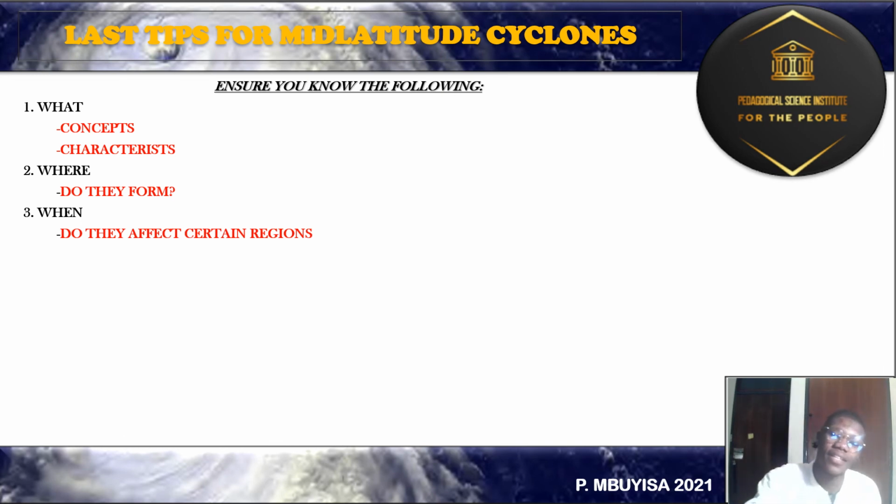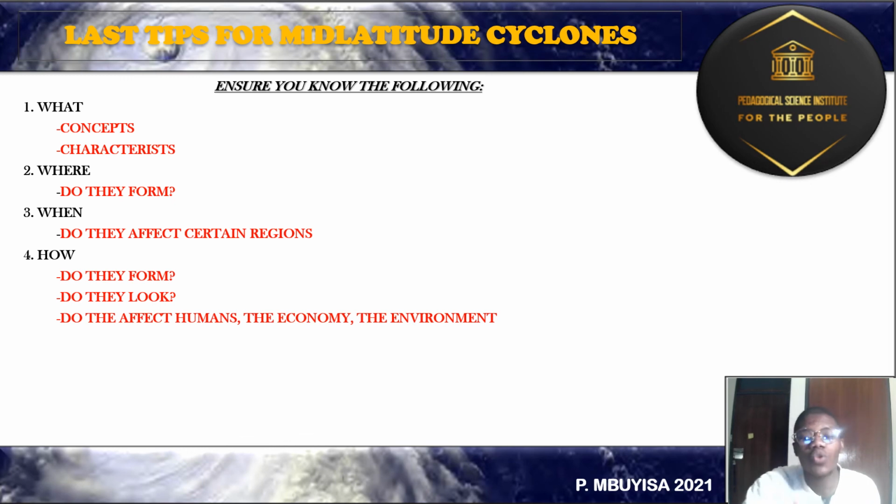Do they affect certain regions and not others? For example, they wouldn't affect the west coast, remember, because they affect the east coast because they come from the eastern side. See that? By the time they get to the west coast, they will be destroyed and weak. They wouldn't affect the west coast, they affect the east coast. So that's what we mean. You need to know which areas do they affect, how do they form, how do they look.